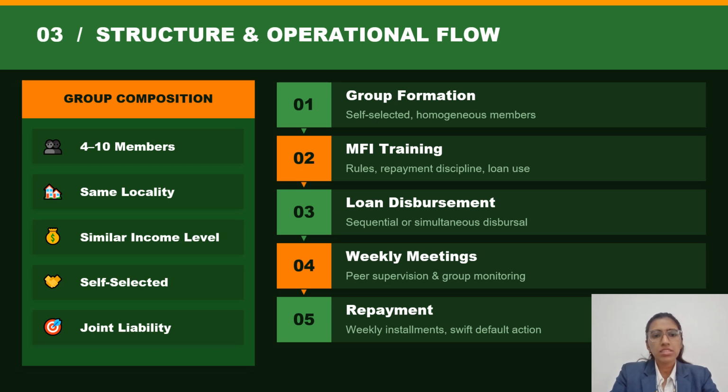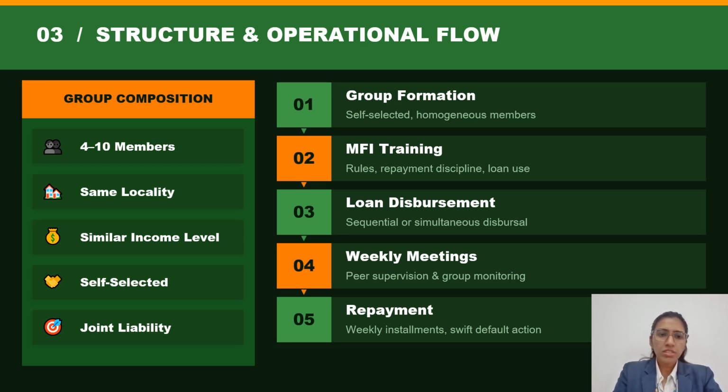Second step is MFI training. Before any loan, the MFI trains the group: rules, repayments, discipline, how to use the loan productively. In step 3, loan disbursement, loans are given either all at once or one by one. The loan goes individually, but the liability is collective. This needs to be kept in mind.